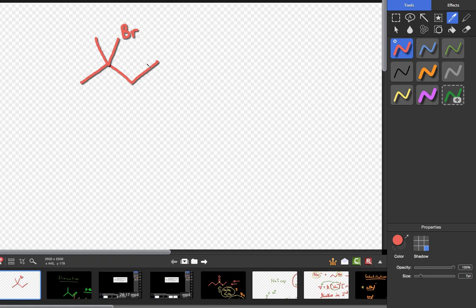This was the major product after our addition reaction. And so what I'm going to do now is give this a little bit of stereochemistry. So I'm going to put this methyl group coming out of the plane, put the bromine going into the plane, and of course I would have a hydrogen that comes out of the plane. I would have a hydrogen that goes into the plane.